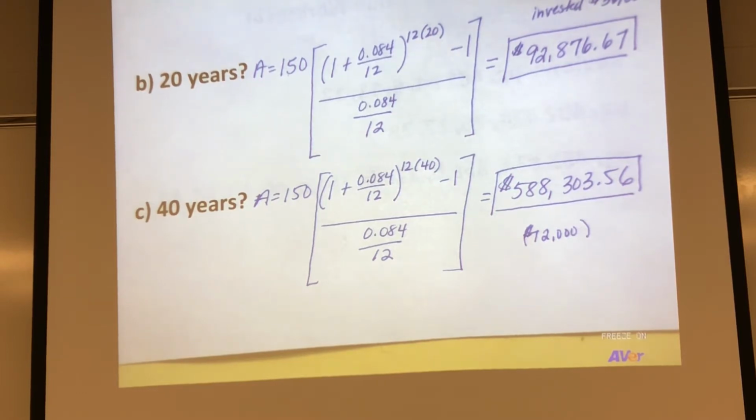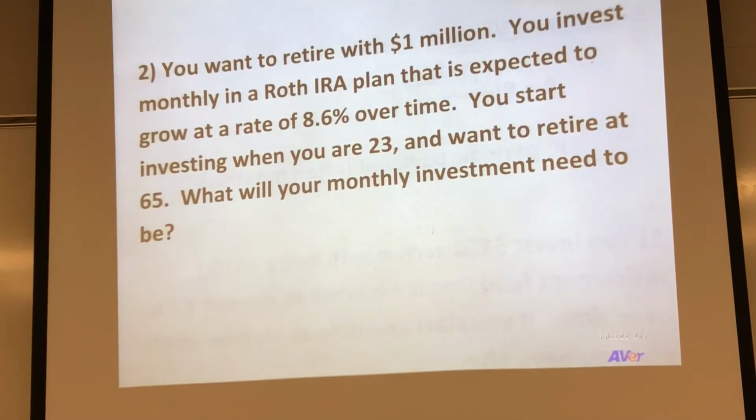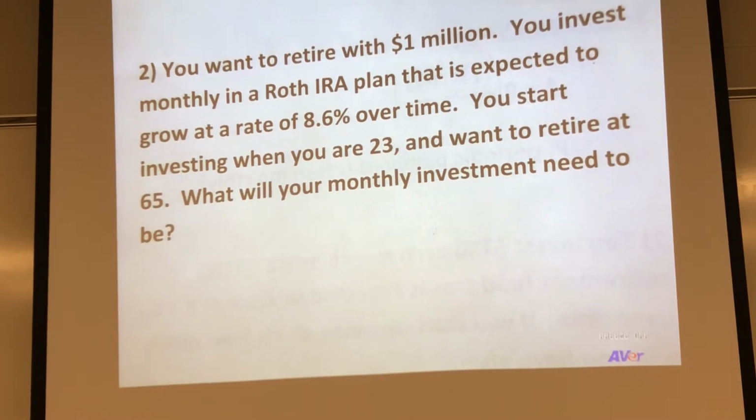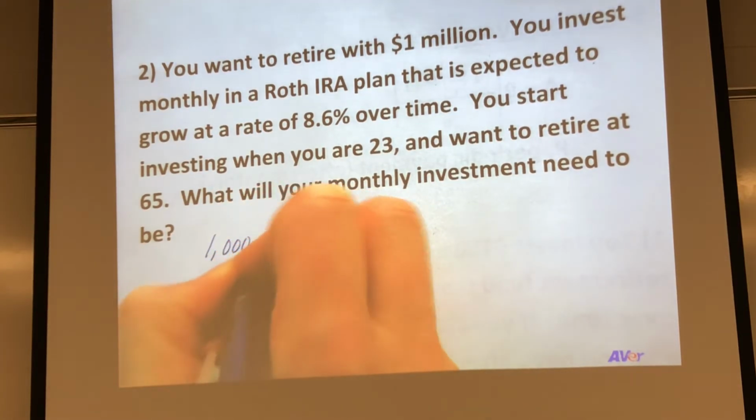All right, let's take a look at one other, kind of working backwards here. Let's say we want to be millionaires when we retire. That wouldn't be half bad. So we want to invest in a Roth IRA, expected to grow at a rate of 8.6% over time. We start putting it in at 23. We want to retire at 65. How much do we need to put in? We need to figure out how much we need to put in each month if we want to be a millionaire when we retire. So we need our million to be our end goal here.